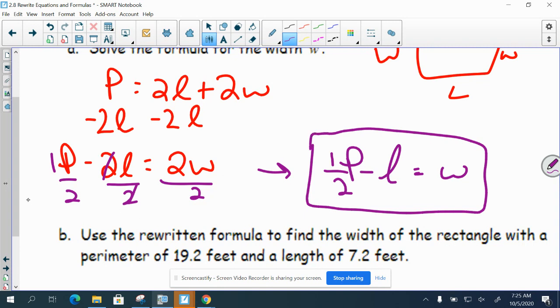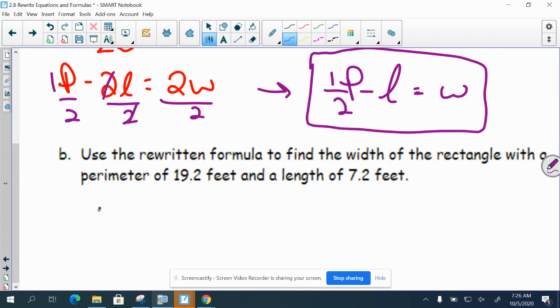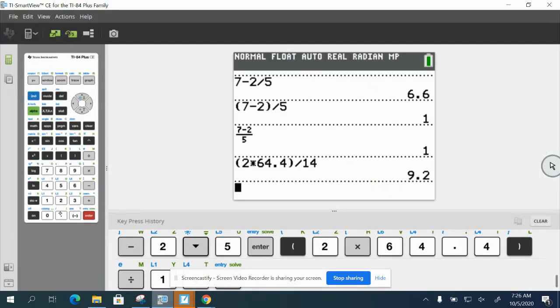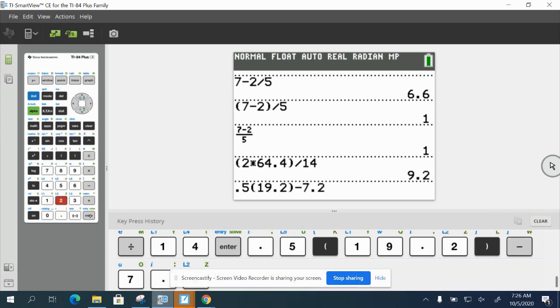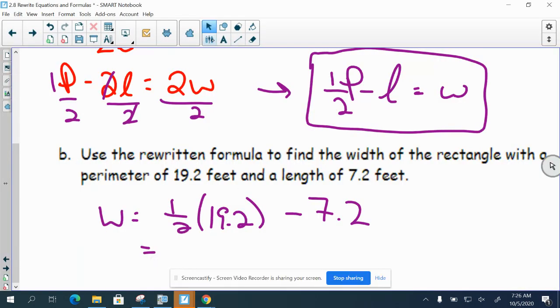And then use the rewritten formula to find the width of the rectangle with a perimeter of 19.2 feet and a length of 7.2 feet. Okay, so let's just plug in what we know. So width equals 1/2 times 19.2 minus 7.2. So let's go ahead and type that in. 1/2 is also 0.5 times 19.2, and then minus 7.2. It gives us 2.4 feet.